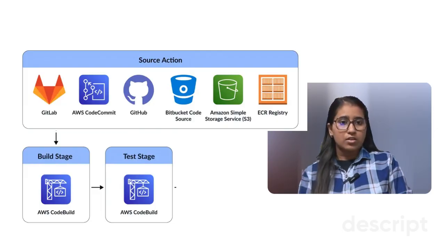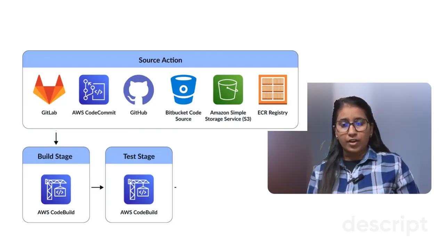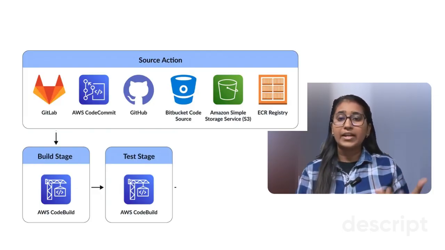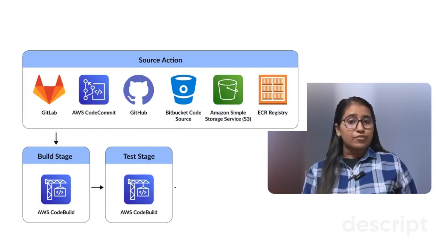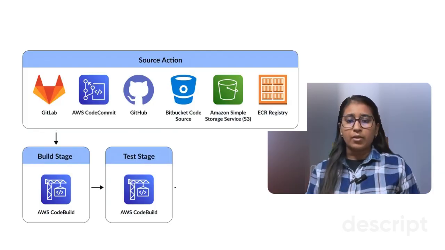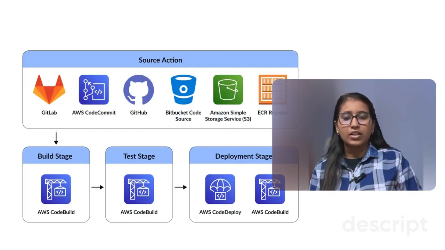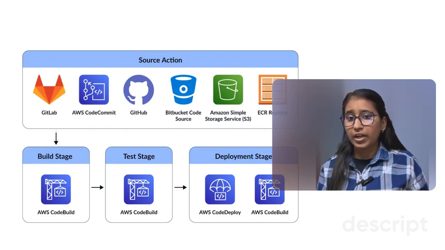It has code artifact, where you can store your zip files, your jar files, whatever is a byproduct of compiling and building the code. And apart from that, if you want to run your container image, you have AWS ECR, which is Elastic Container Registry, and there you can push your container images.